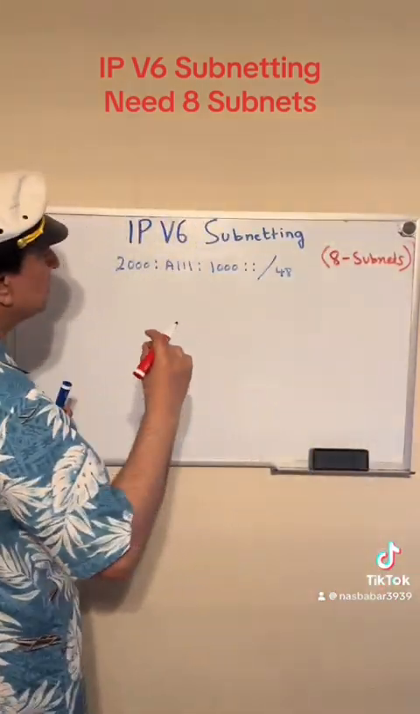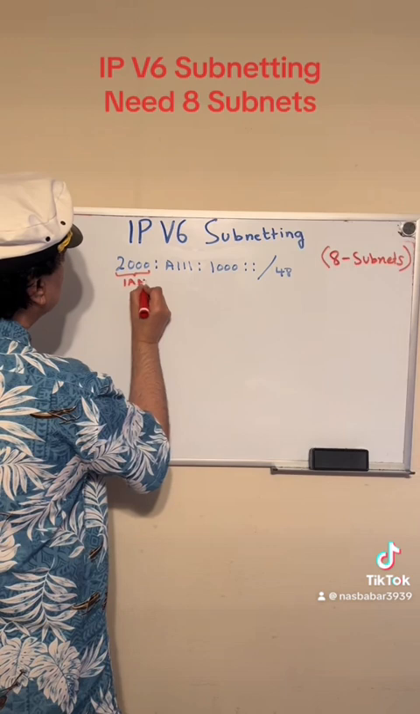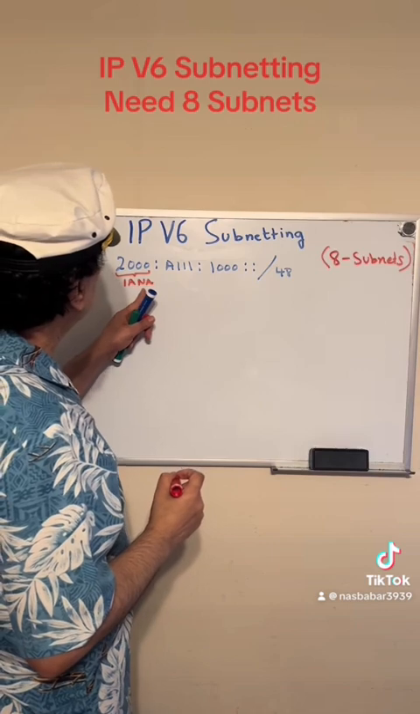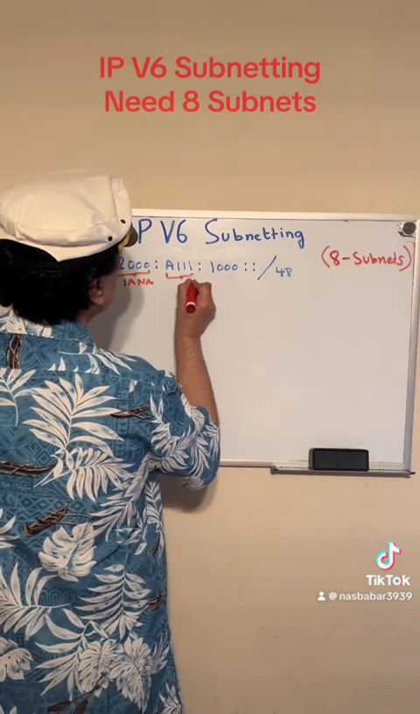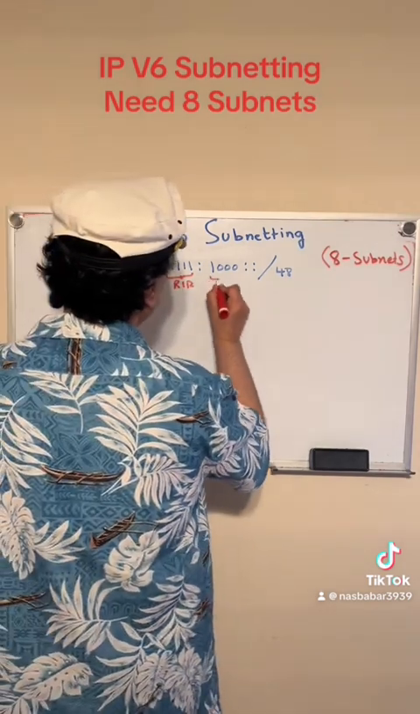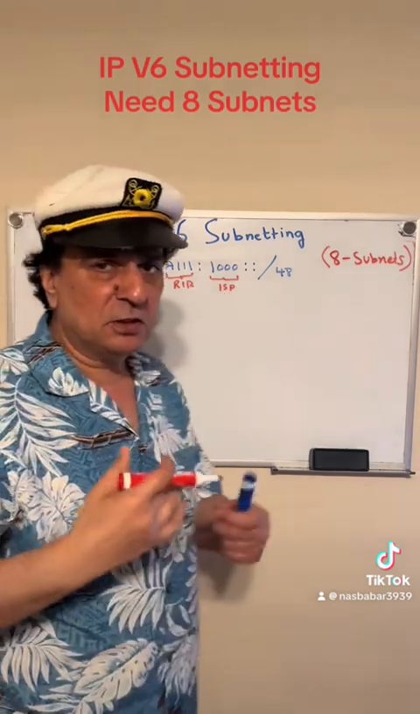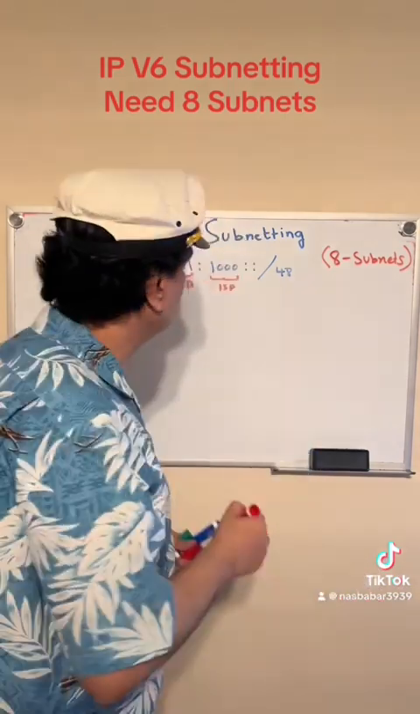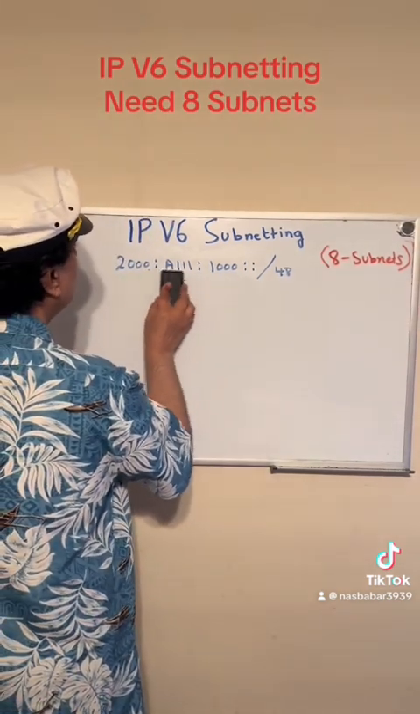Before I do that, let me just kind of recap. This part right here is provided by IANA, the Internet Assigned Numbers Authority. This part right here is the RIR, which is the Regional Internet Registry. And this part right here is provided to you by the ISP. So they provided you 1000. If there is another customer, they can provide them with 2000, 3000, another customer, and so forth. Okay, so now let's go ahead and dive into subnetting.